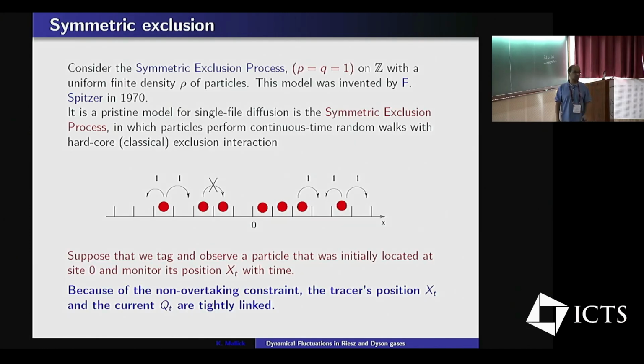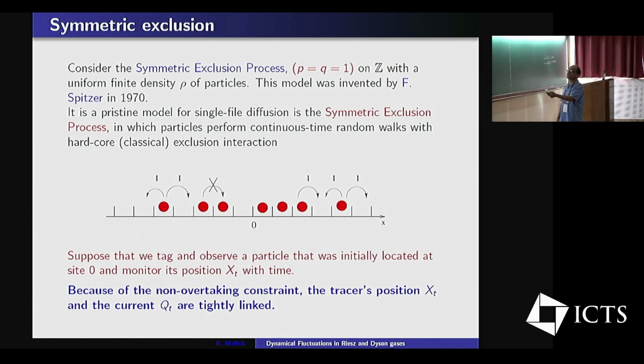So for this model, symmetric exclusion is a pristine model. Symmetric exclusion is a set of random walkers on a one-dimensional line. The red balls are random walkers. They perform continuous time random walks with one very important ingredient: two balls cannot sit at the same site at the same moment. You have this classical exclusion condition.